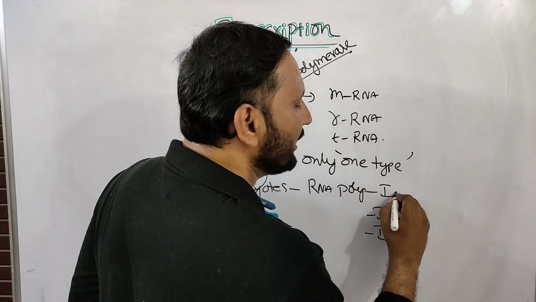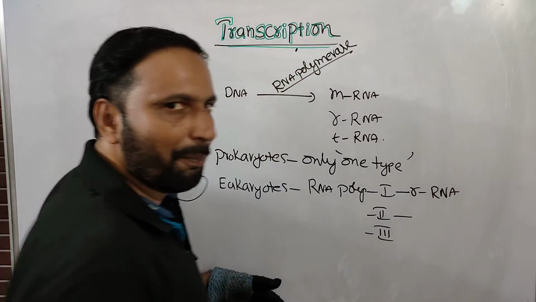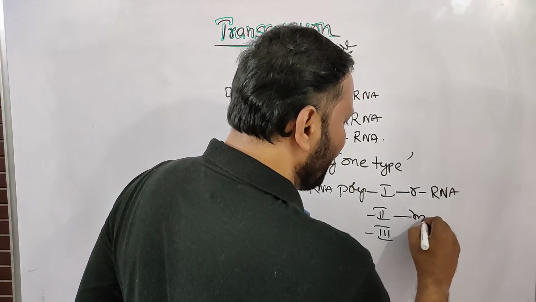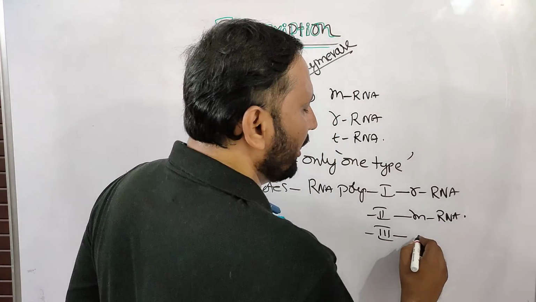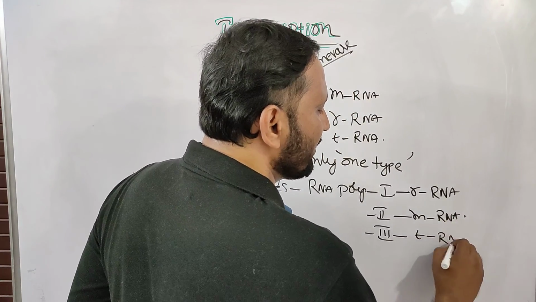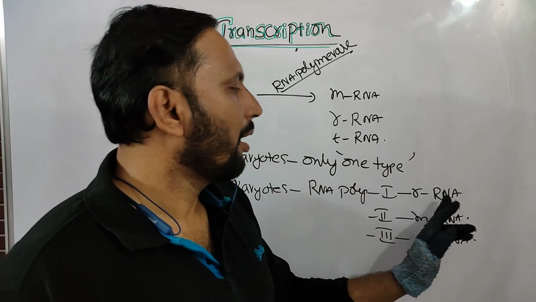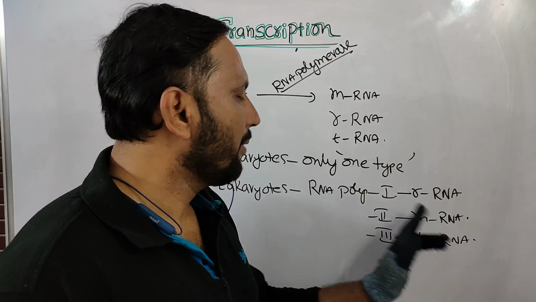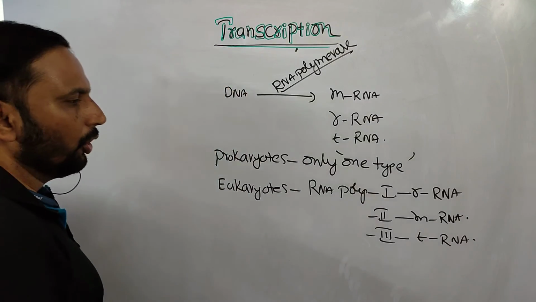RNA polymerase 1 is involved in the synthesis of rRNA. RNA polymerase 2 is involved in the synthesis of mRNA. And RNA polymerase 3 is involved in the synthesis of tRNA. RNA polymerase 1, rRNA; RNA polymerase 2, mRNA; RNA polymerase 3, tRNA can synthesize.